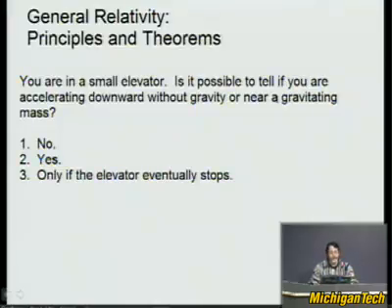Okay, so we'll continue with one of these concept quizzes that I'm so fond of. So you're in a small elevator. Poof, I can just put you in a small elevator just by suggesting it. Is it possible to tell you are accelerating downward in this elevator without gravity or near a gravitating mass? Can you tell the difference between the two? So you're in an elevator, it's one of those two things, you're told. You're either standing on the bottom of the elevator because there is a big mass below you, could be the Earth, or possibly you're accelerating. The elevator could be accelerating in the other direction. So could you tell the difference? No, yes, or only if the elevator eventually stops.